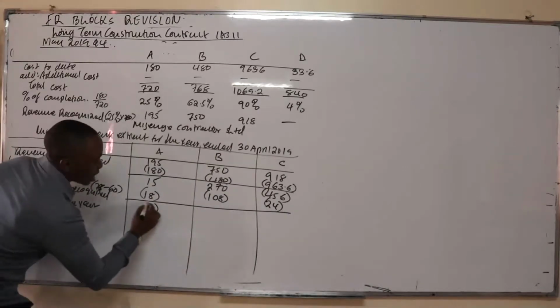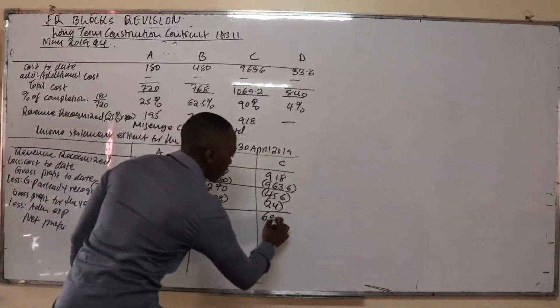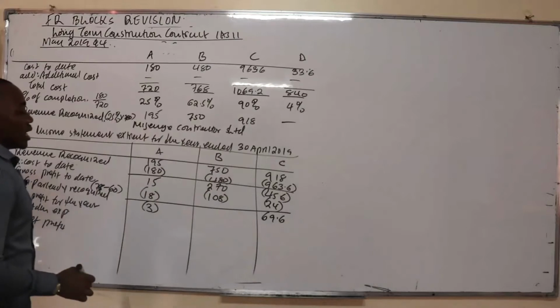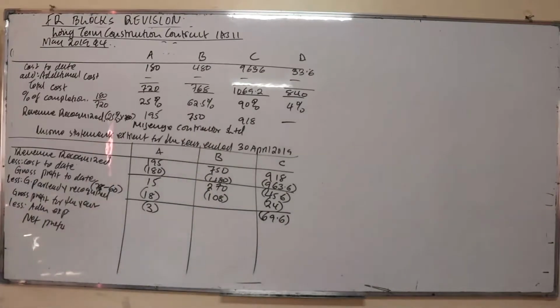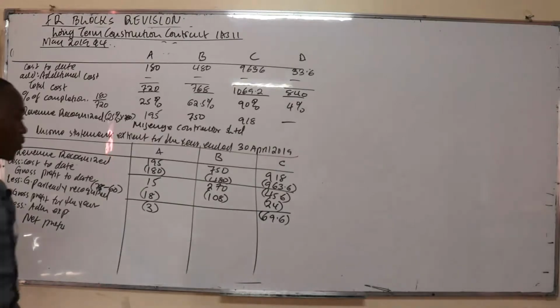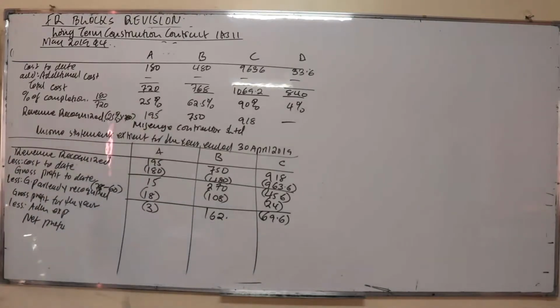So this was loss. Then if you take, so you have 69.6. That's a negative. And then for B, you take 270, you deduct 108, and you'll have 162. Good, that's how you get the gross profit for the year.